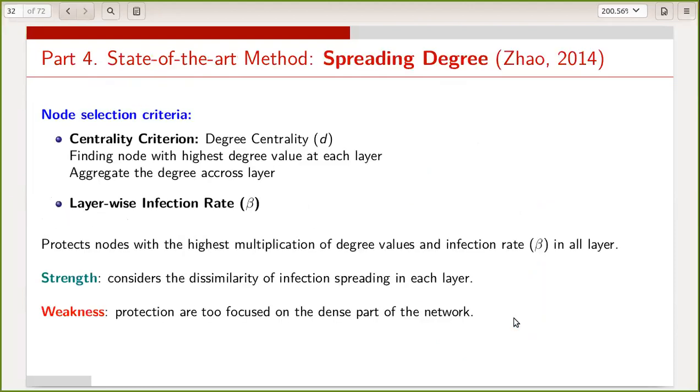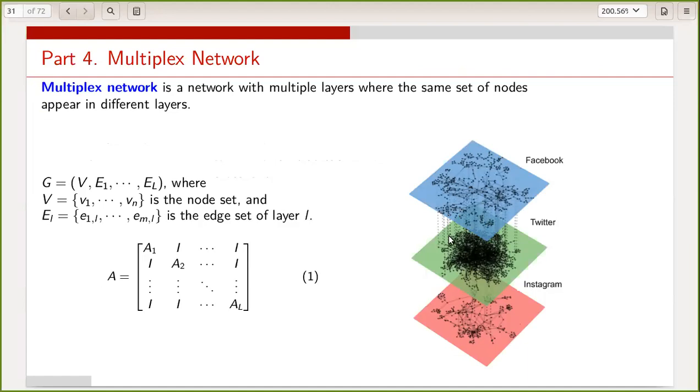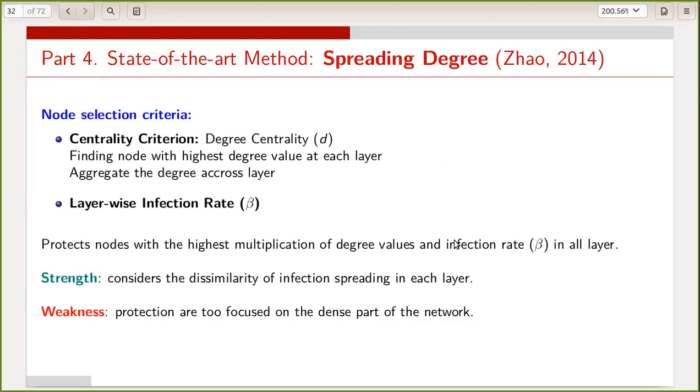The state-of-the-art method here is called the spreading degree by Chow in 2014. They use two kinds of things. The first one is the centrality criterion. They use the degree centrality and layer-wise infection rate. So it means that the infection rate in each layer will be considered. And it protects the node with the highest multiplication of the degree value and the infection rate. The strength is that it already considers the dissimilarity of infection rates in each layer. But the weakness is that the protection focuses on the dense part of the network. So this one is still quite easy and practical.